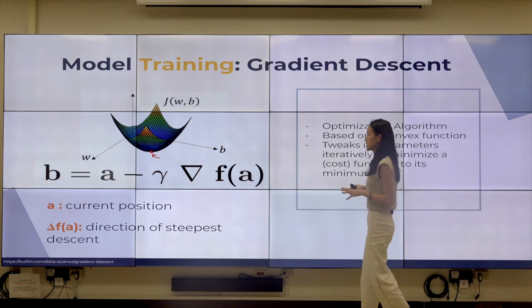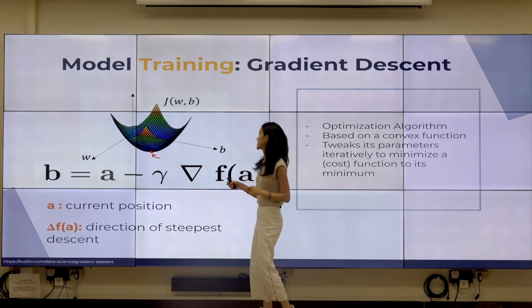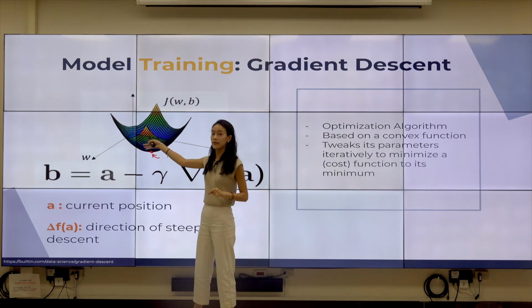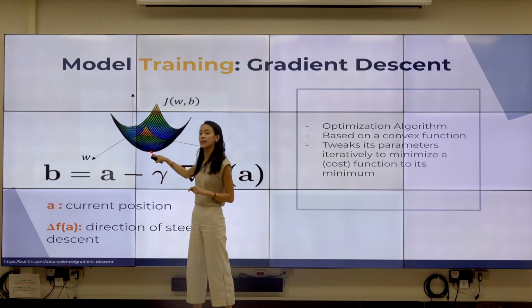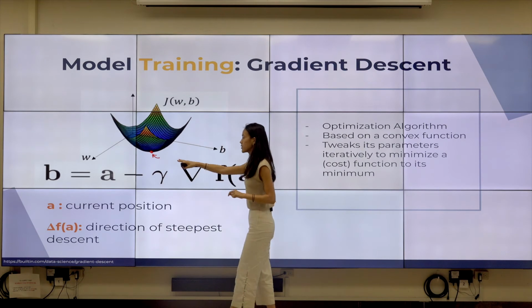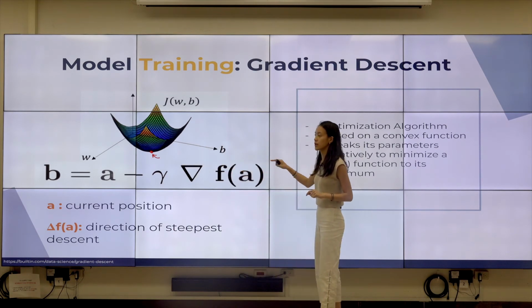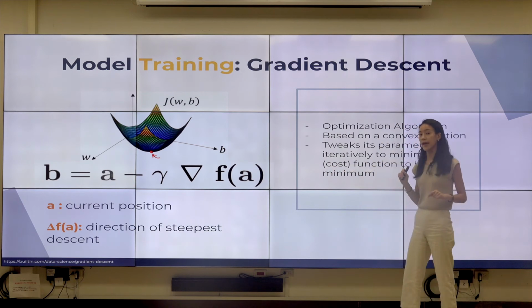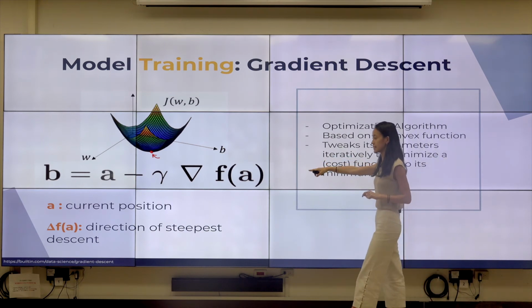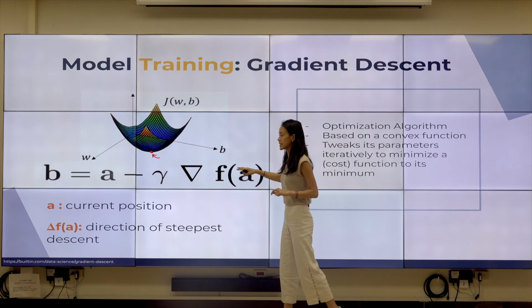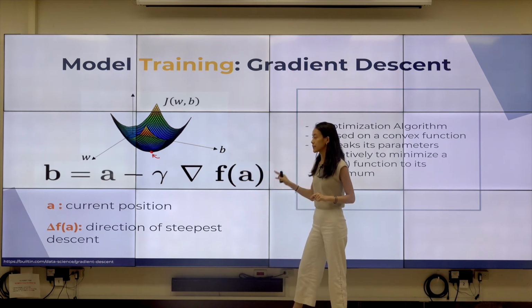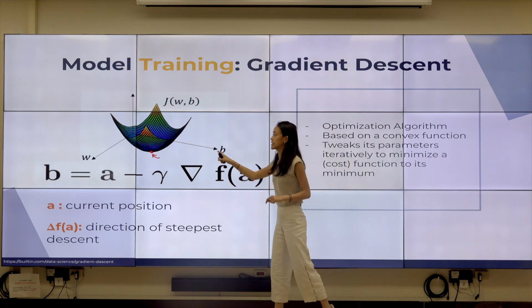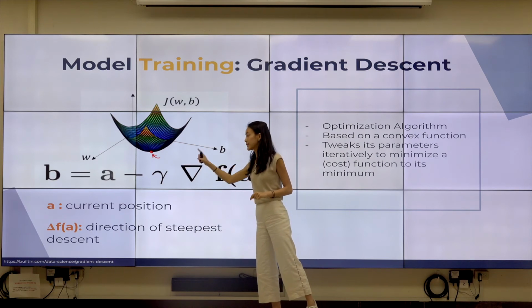What we end up wanting to do is minimize that point, as I explained before. The aim of the entire model training is to be able to hit this point. A lot of times it uses this equation, B is equal to A minus gamma, delta F of A. What we see in this case is that it uses this equation that keeps updating its parameters in order to reach this minimized point.